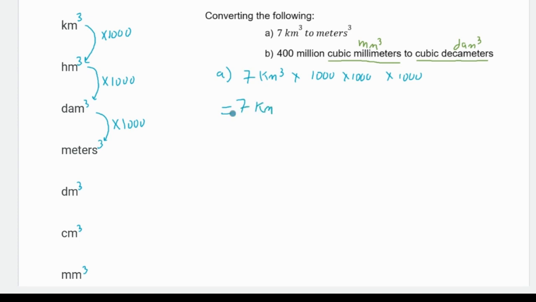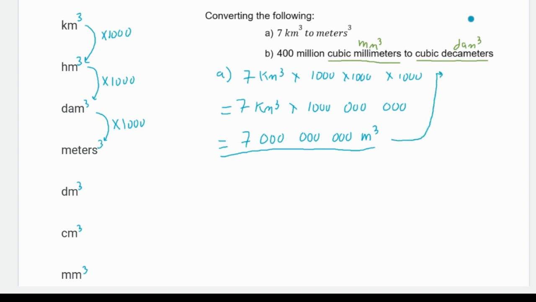And a second idea: if I multiply by 1,000 once, twice, three times, that's the same as multiplying by a billion. So you can multiply by 3 steps at a time, or you can do it all at once. Either way, you should get the answer that this is 7 billion. We're now in meters cubed. So this would be your answer: that 7 kilometers cubed is 7 billion meters cubed. And as a bonus idea, I'll put this up here.